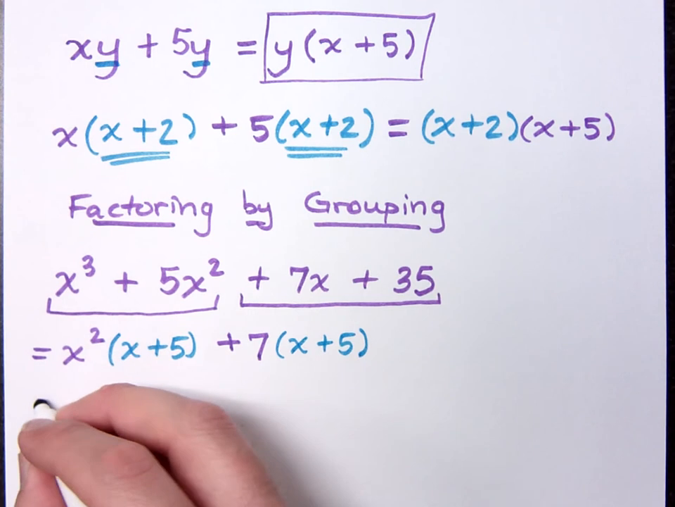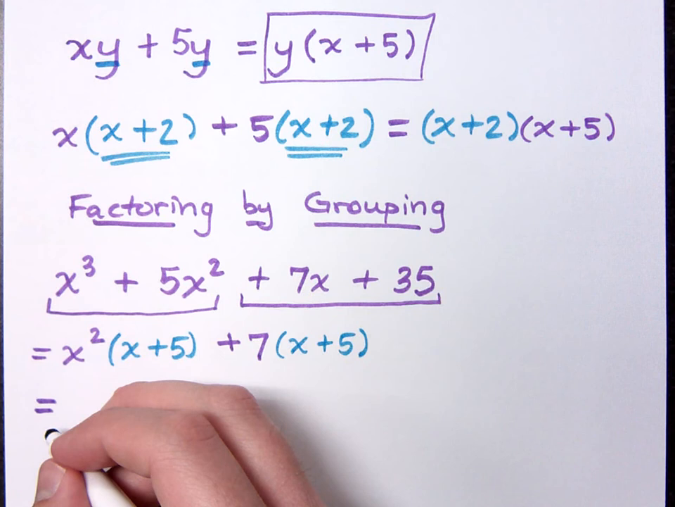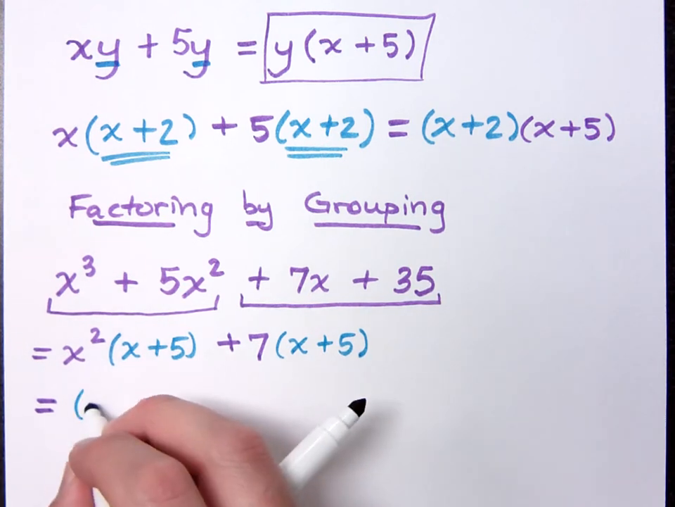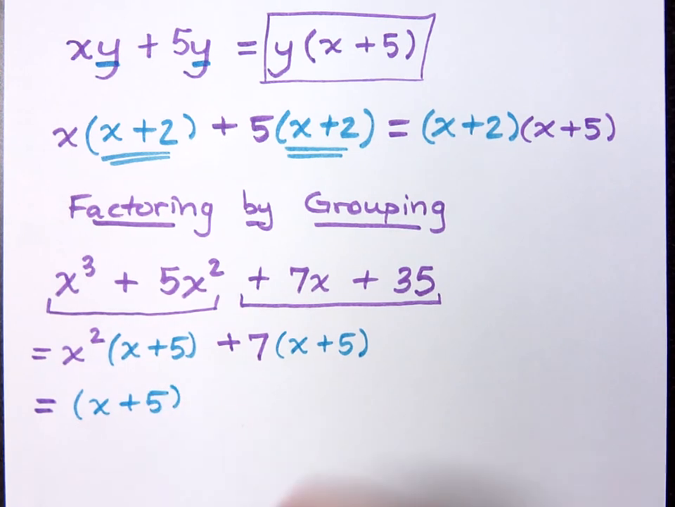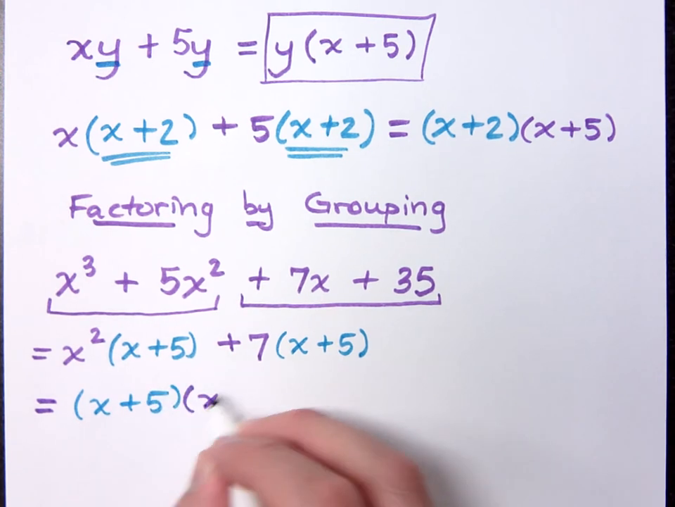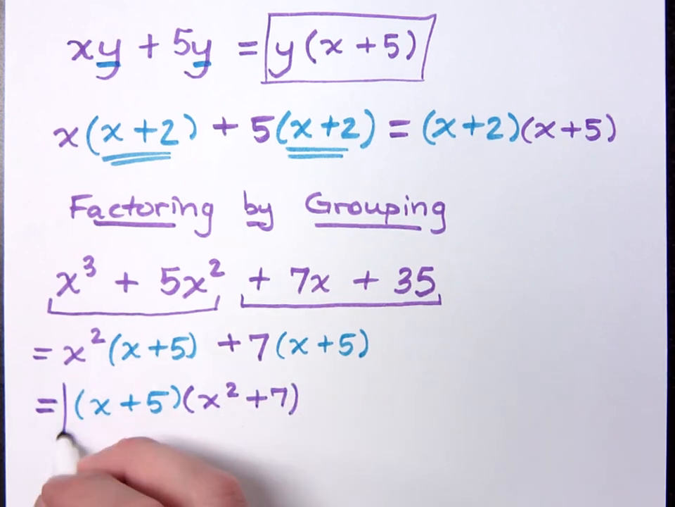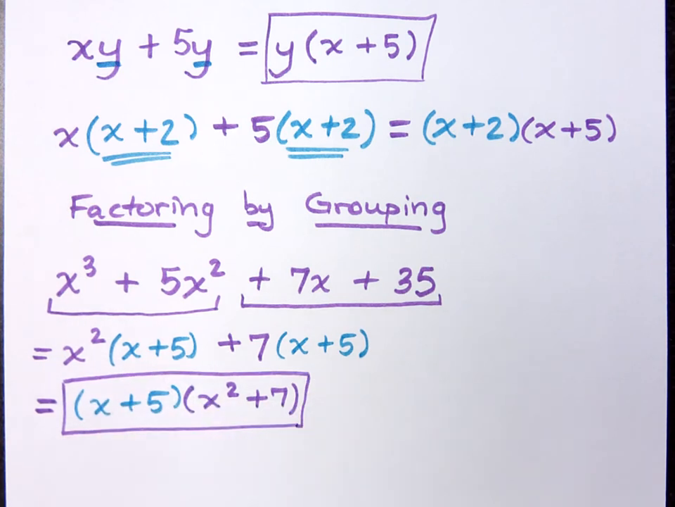Now, looking at the last problem that we did, we should be able to finish factoring this guy very easily. So, what's that big common factor we pull out front? X plus 5. And then what's the other part? X squared plus 7. Factoring by grouping made easy, right?